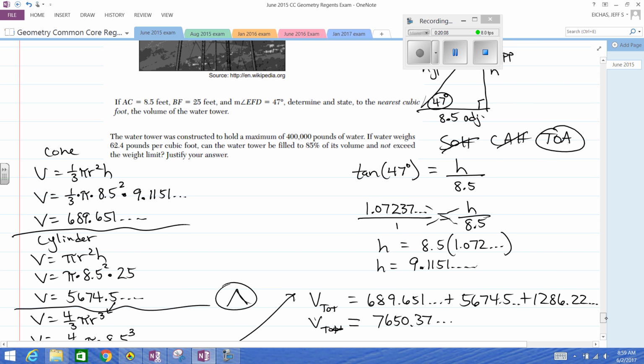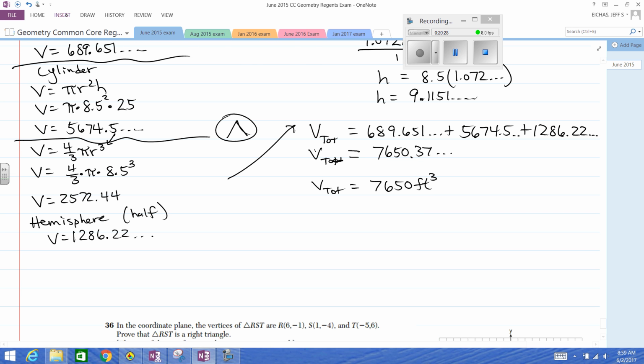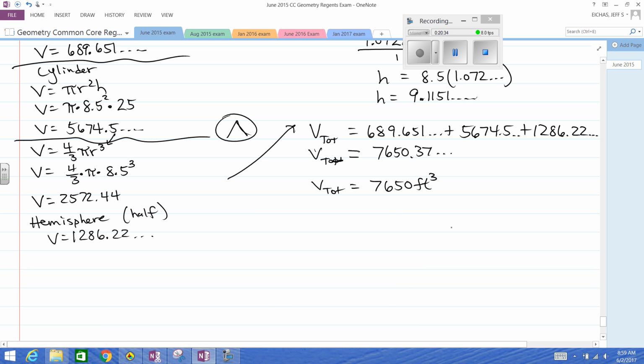Now, there's a lot of other pieces of that. Okay, it was constructed to hold a maximum of 400,000 pounds. Can we fill it to 85% of its volume? Oh, and then there's that density part. Okay, a lot going on here. There's a few ways you can handle this. The way I happen to do it, it's not the only way. Please understand there's many ways to do this problem. I'm going to get 85% of that volume. Okay, I'm going to figure out how many cubic feet of that is first. So how many cubic feet is 85% full? What does that look like? We'll take up how much space?